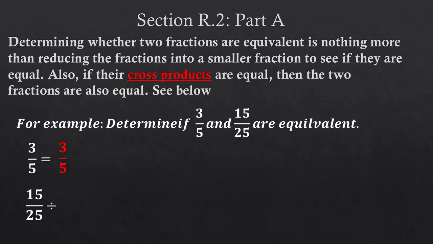However, 15 over 25 is reducible by 5, which is 3 over 5. So therefore, these two fractions are equivalent. Now, the cross product method is very simple.